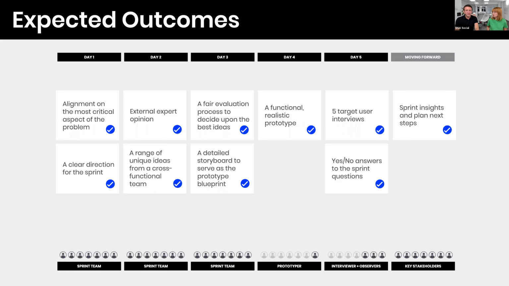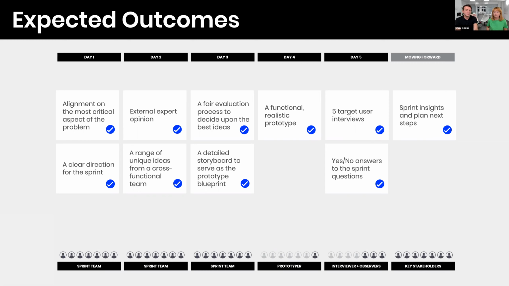And those are the outcomes that we get. If we're looking at the outcomes, after day one, we're finishing with a clear direction for the sprint, and everyone is aligned. We really understand what we're working on. Day two is all about coming up with very different ideas and solutions to the problem. That's the main part of day two.